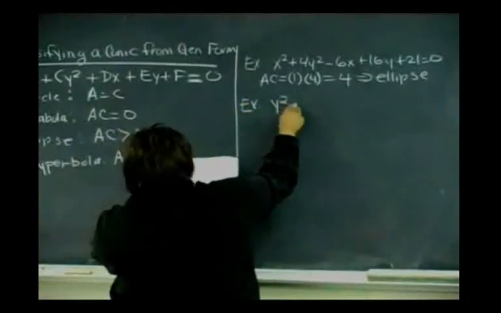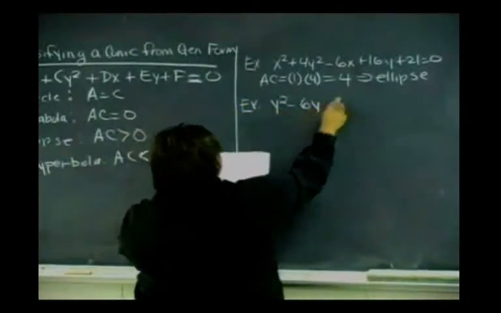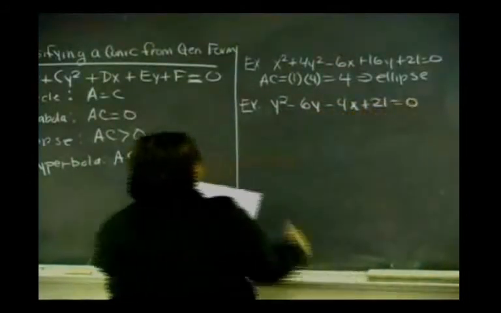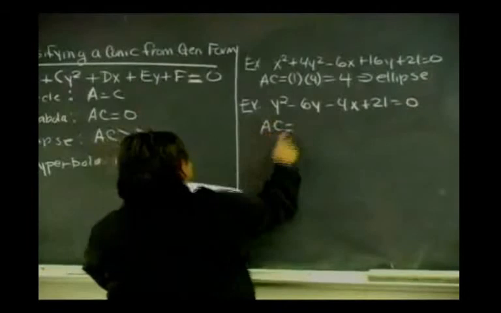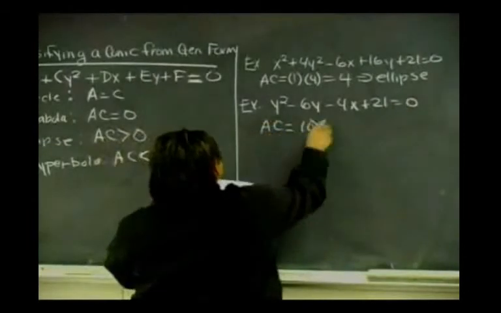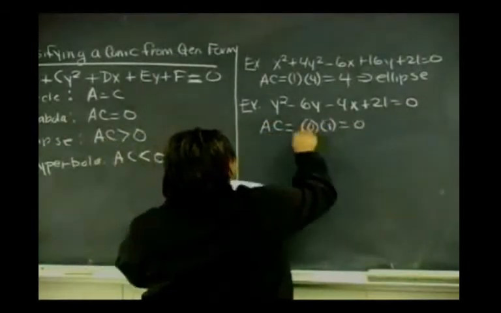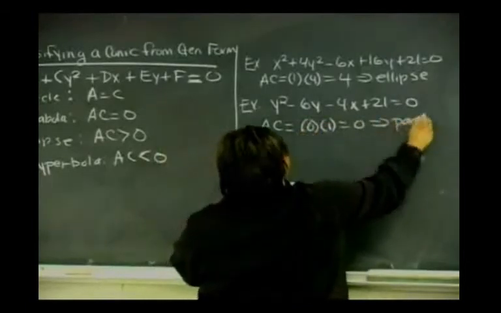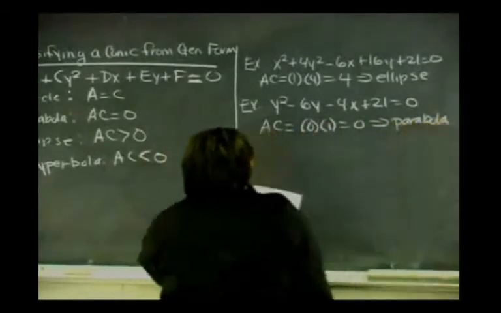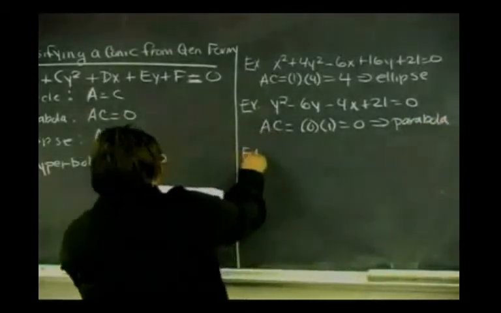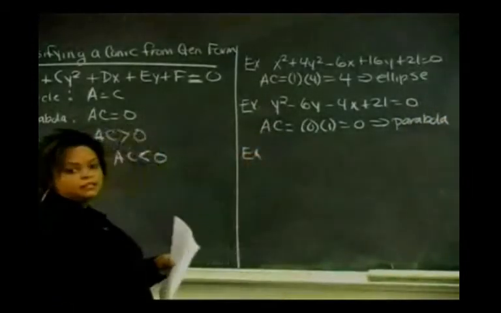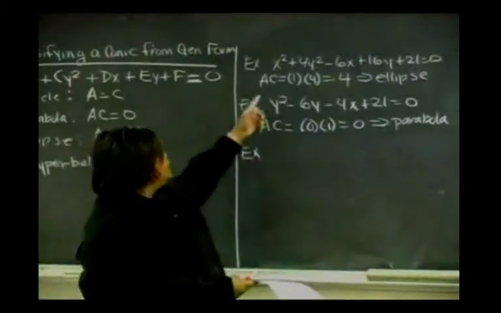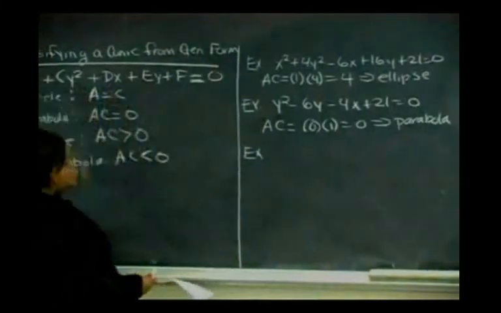Suppose we have y squared minus 6y minus 4x plus 21 equals 0. What's A times C? 0 times 1, which is 0. So this is what? Parabola. No. C goes with the y squared, A goes with the x squared.